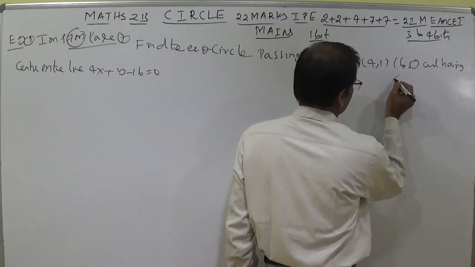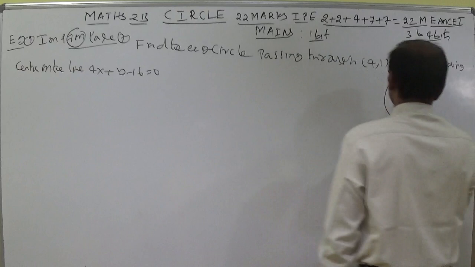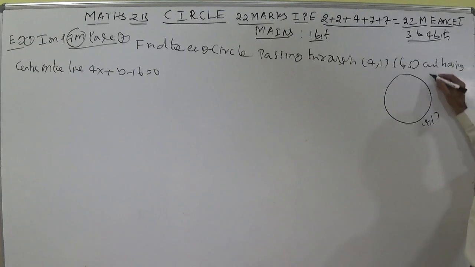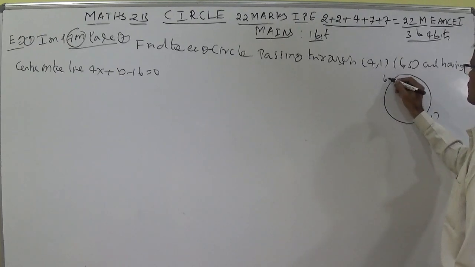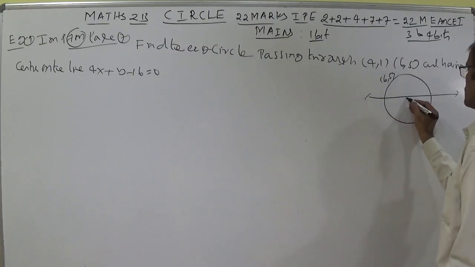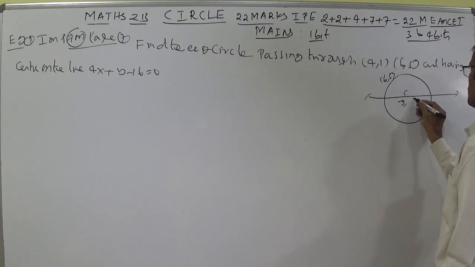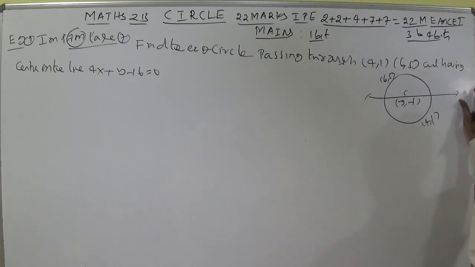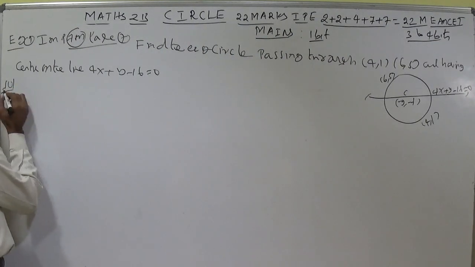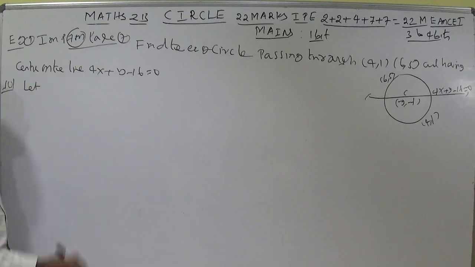Let us draw the diagram like this. This circle is passing through here, put a point 4, 1 and here you can put a point 6, 5, and the center of the circle, minus g, minus f, lies on the line 4x plus y minus 16 equal to 0. Now, let us solve the sum.